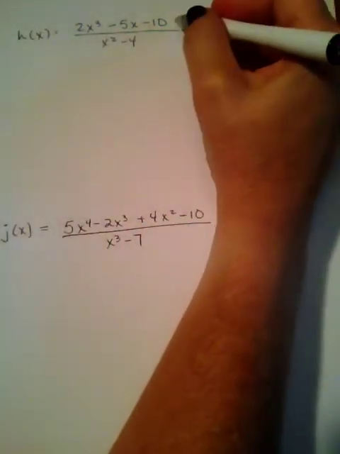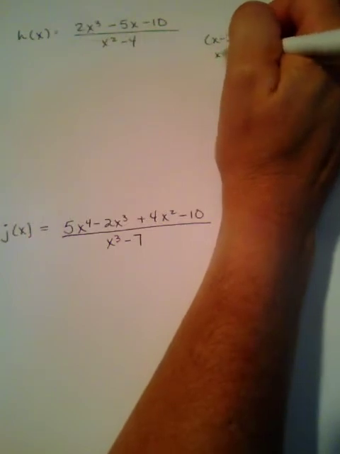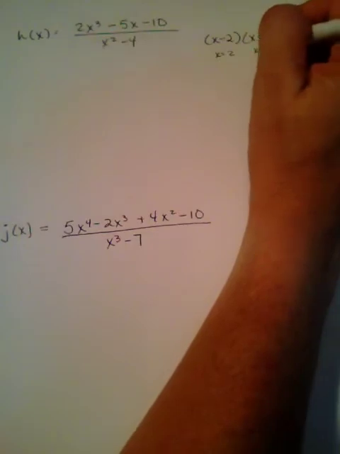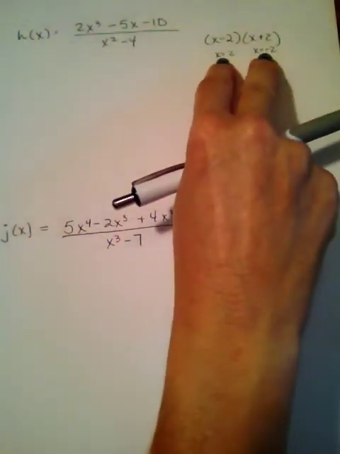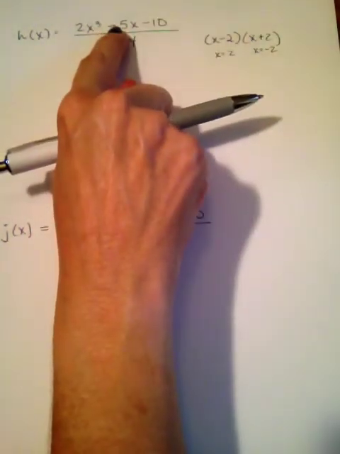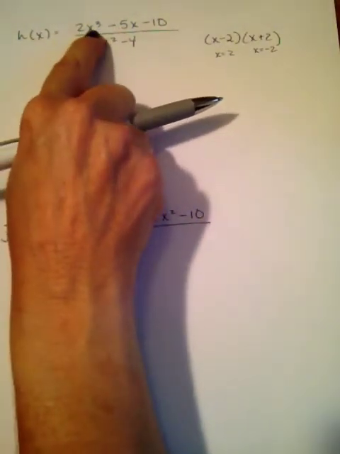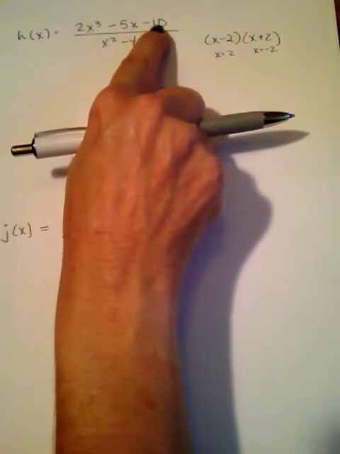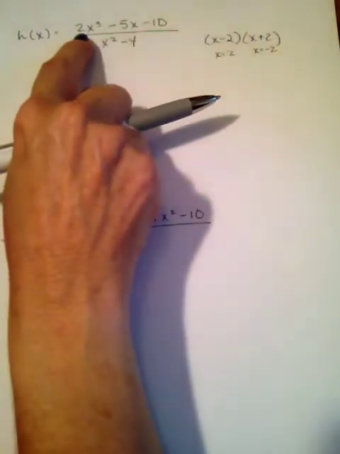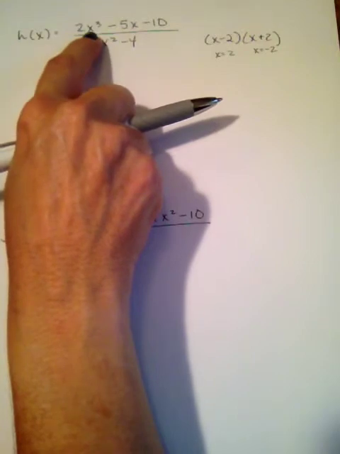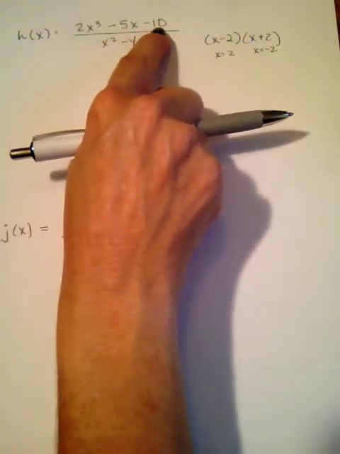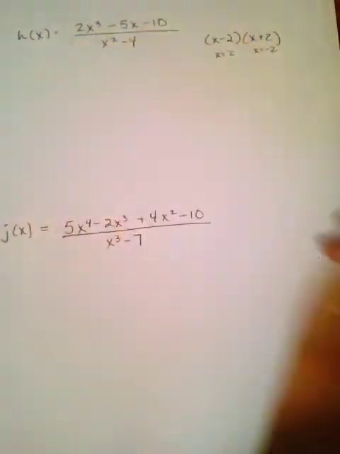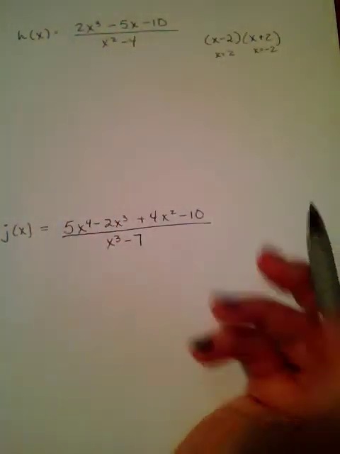If x minus 2 is a factor in the numerator, then I know x equals 2 is a 0. If x plus 2 is a factor, then x equals negative 2 is a 0. So I should be able to plug these two numbers into my numerator and see if I get 0 out at the end. So 2 times 2 cubed is 16 minus 10, that's not 0. If I evaluate at negative 2, that's a negative 16 plus 10 minus 10, and that's not 0. So neither one of these factors is actually a factor of the numerator. So I can actually just go straight to the long division.